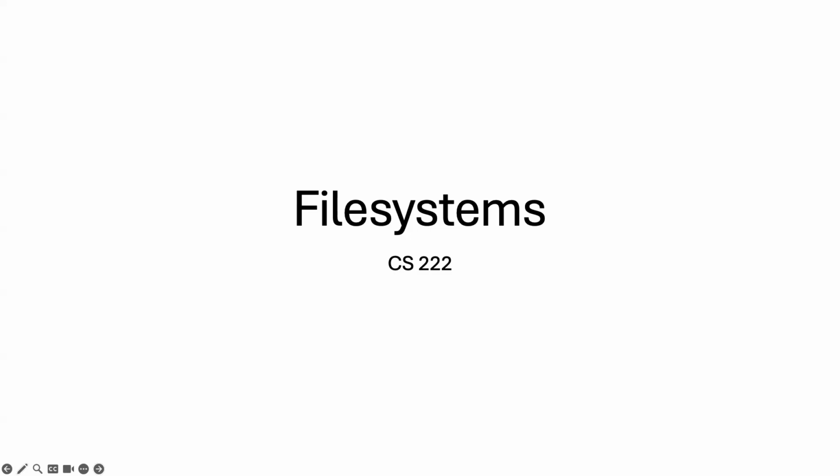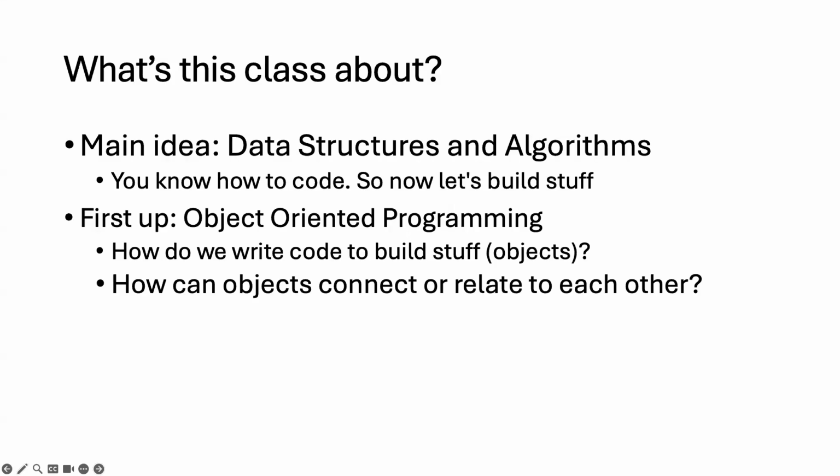All right, so the first thing we need to talk about, just to get everybody on the same page, is file systems. I have some introductory slides. First, what is this class about? The main idea is we're taking a data structures and algorithms course. First up, we're looking at the data structures side, which we explore with object-oriented programming, which is basically how do we write code so we can build stuff? Objects are things we can build in code. And then we look at how do objects connect to each other? How does one object relate to another? That's the main question of the first half of the course.